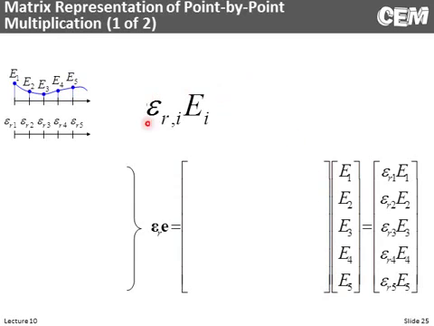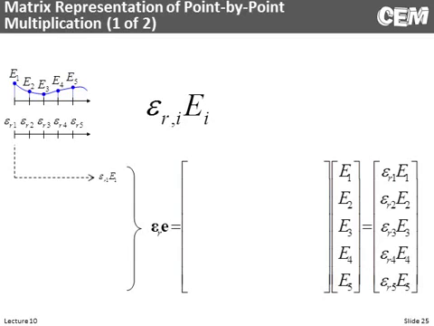So here's our point-by-point multiplication, epsilon times E. We're going to store all of our electric fields in a column vector. And if whatever's in here is correct, it must come out this way. Epsilon 1 times E1, epsilon 2 times E2, epsilon 3 times E3, and so on. So what does that look like?